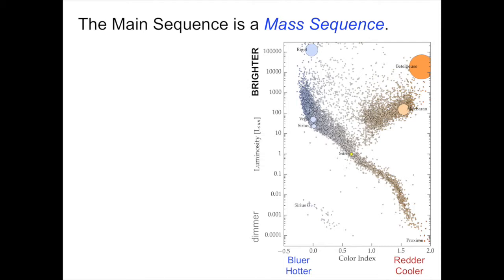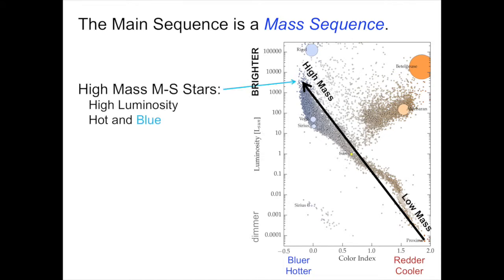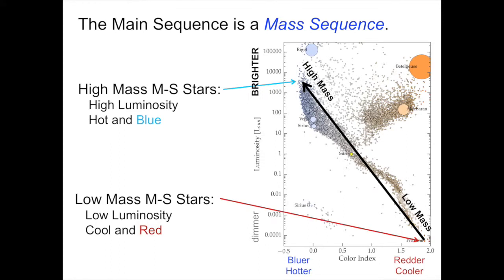This is telling us, first and foremost, that the main sequence is a mass sequence. Running from the red dwarfs to the blue dwarfs at the other end of the main sequence is a sequence going from low mass to high mass in order. Where you are on the main sequence is determined entirely by your mass. At the high mass end, we have the high luminosity hot blue stars. At the low mass end, we have the low luminosity cool red dwarf stars, and everything in between. Where you are along the main sequence is determined entirely by your mass.